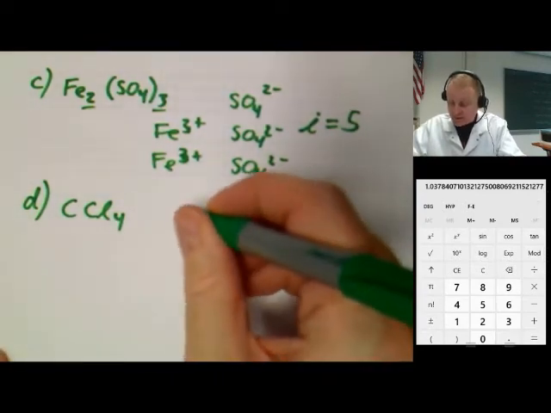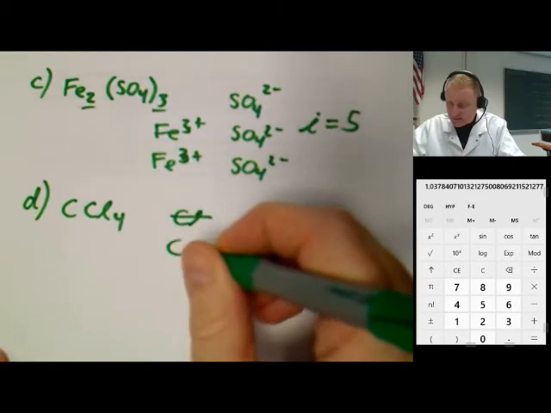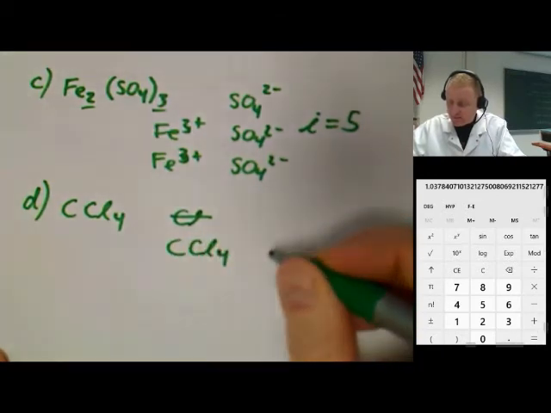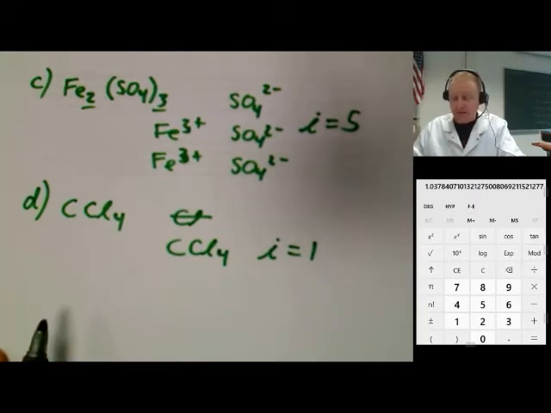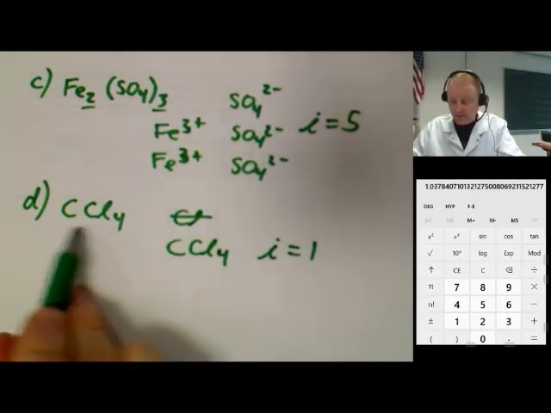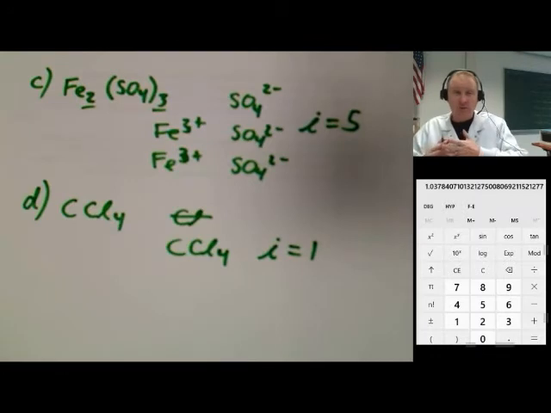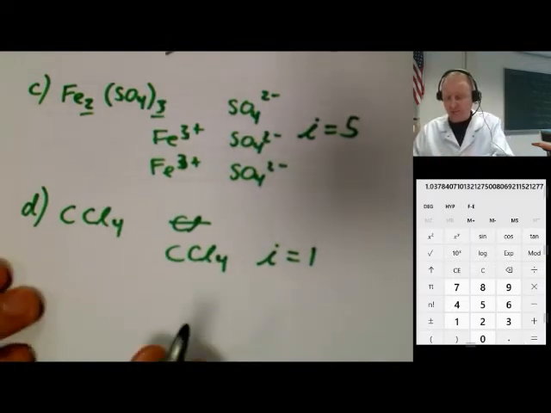So it's just going to stay as CCl4, which has a Van't Hoff factor of only 1, and that one there tricks a lot of people, because you got to realize that this is covalently bonded, and water breaks things apart that are ionically charged. It's not really strong enough to break those covalent bonds, much stronger than ionic bonds. Okay, so that's number 2.